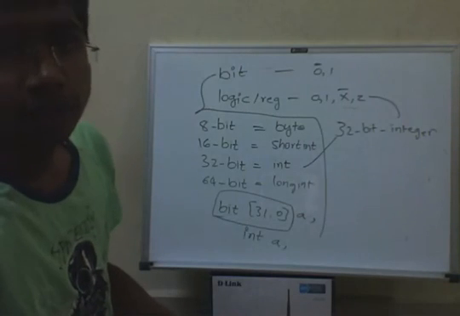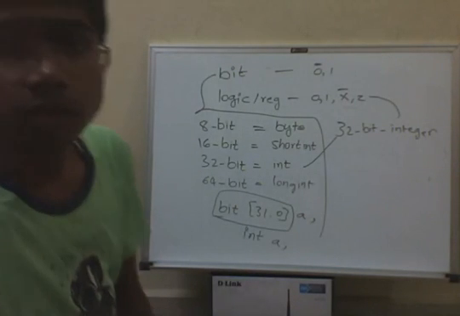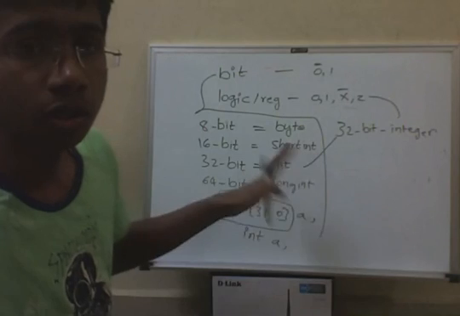So these are the basic data types. I hope you guys understood the basics. See you in the next lesson, where we are going to see about enumerations and user defined data types.